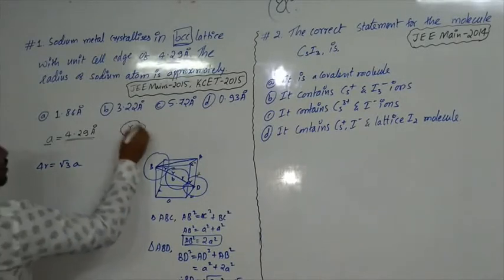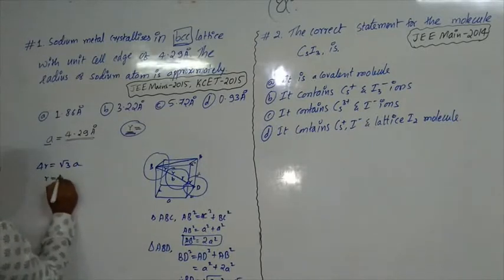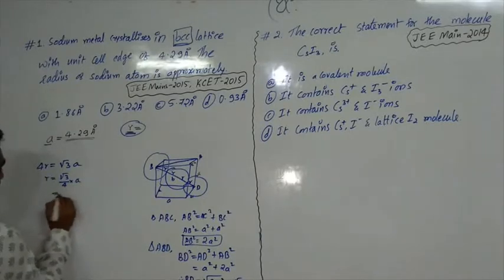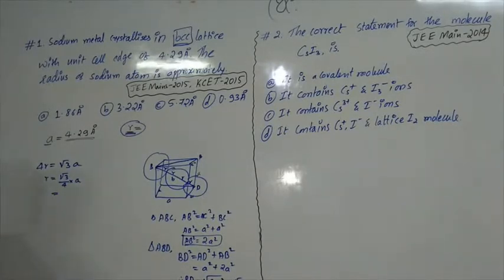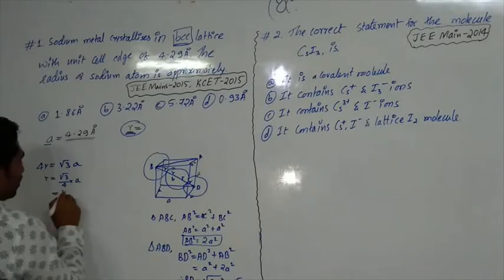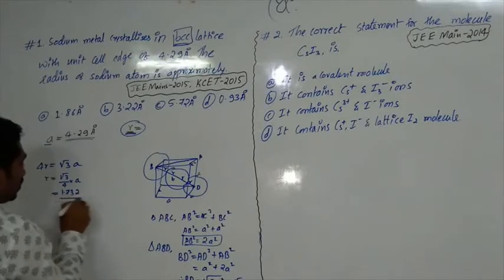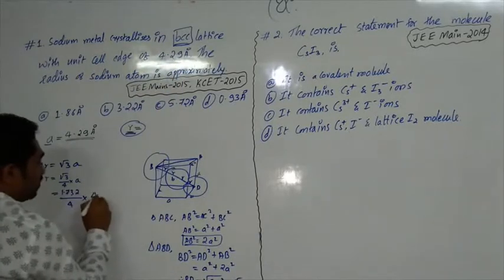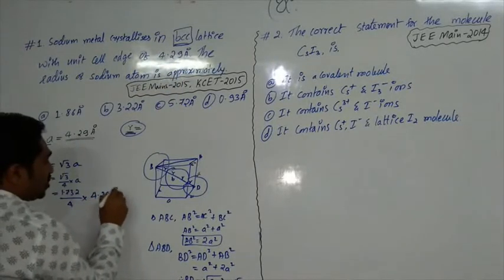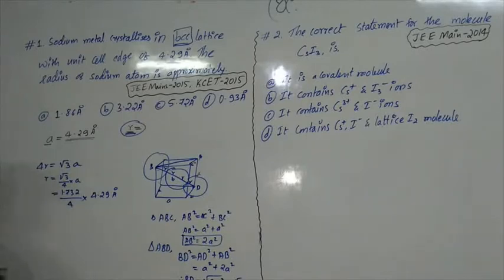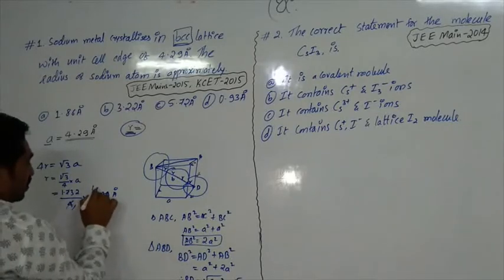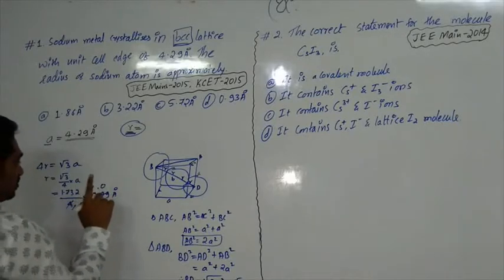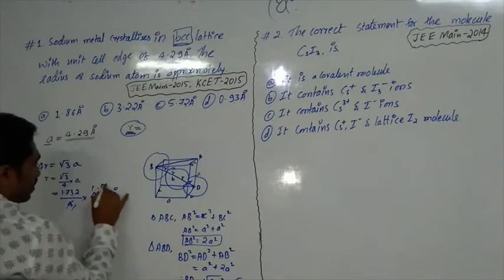Now what we have to calculate is R. R is equal to root 3 divided by 4 into A. So from this you can directly get the answer. The value of root 3 is around 1.732, divided by 4, into A, which is 4.29 angstrom units. So directly what we can do: 1.732 into 4.29 divided by 4.